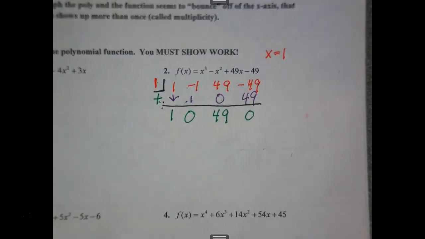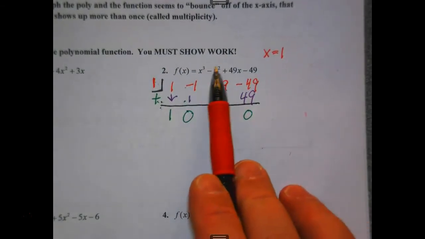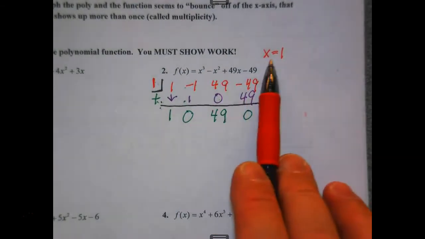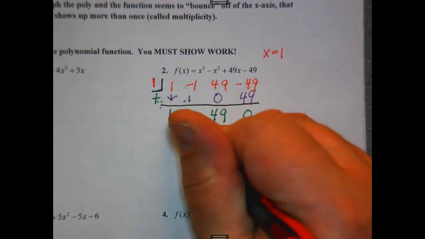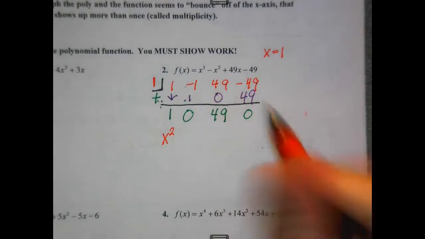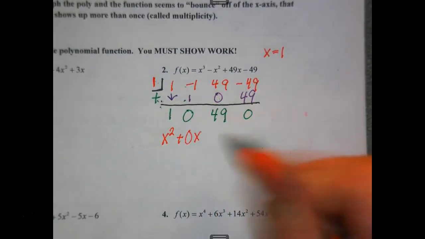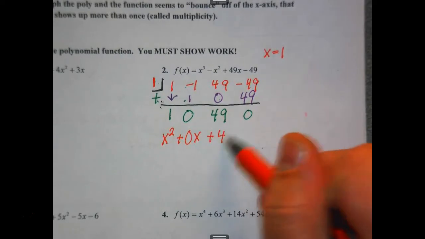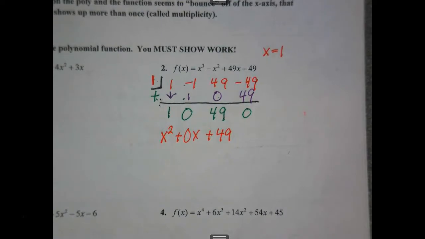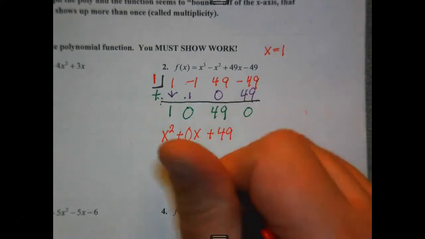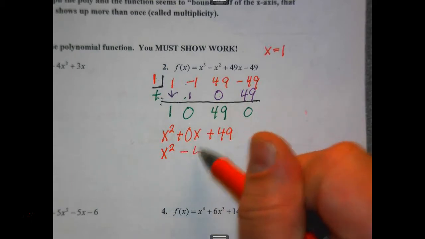So let's say I started with x cubed. I divided out an x, so I'm left with 1x squared plus 0x to the first plus 49. Now, I'm going to get rid of that 0x. I don't like it. It bothers me. So I just have x squared plus 49.